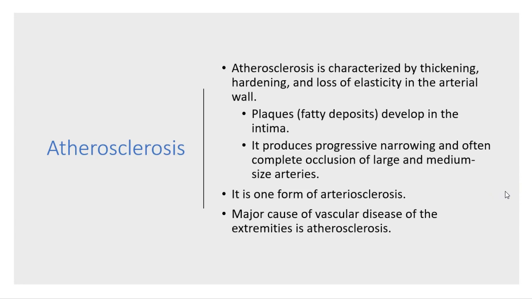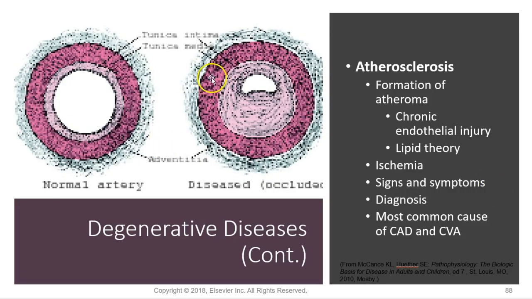Atherosclerosis is fatty deposits in the intima. It produces progressively narrowing and often complete occlusion of the large to medium-sized arteries. So those are major causes of disease. We can see here the filling of the lumen. There's fatty deposits here. That's not narrowed too much.